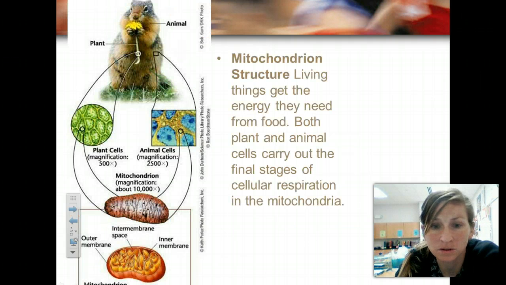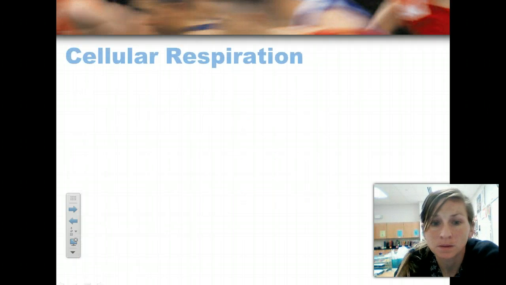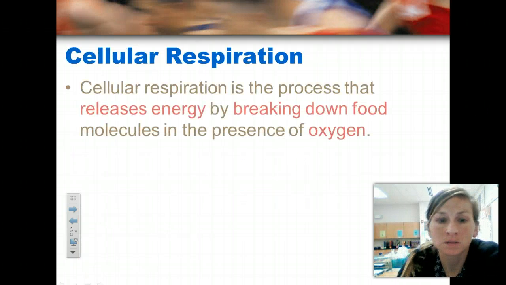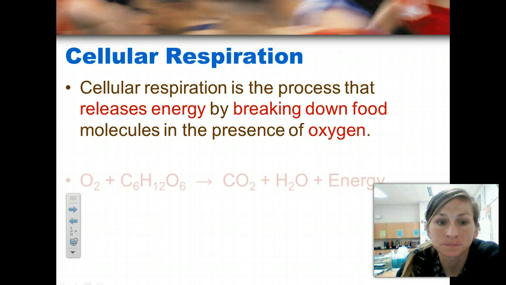Before we do that, this is occurring in the mitochondrial structure in both plants and animals. We know that plants make their own food through the process of photosynthesis, but then they need to take that food and break it down, and the mitochondria are what do that. And of course, animals, we consume food, and then we need something to break it down so we can put it in a usable form of energy. The mitochondrion is where this primarily happens, or where at least the final stages of cellular respiration happen. So, cellular respiration is a process that releases energy by breaking down food molecules in the presence of oxygen.